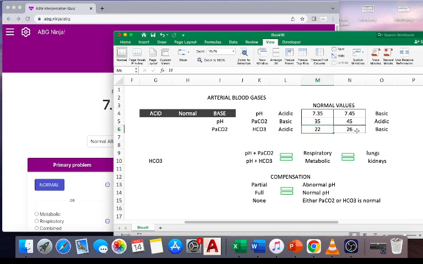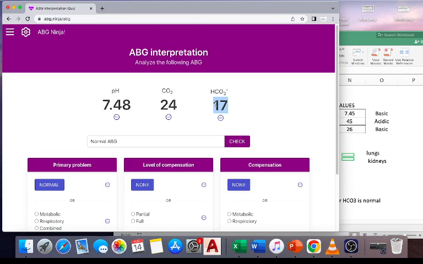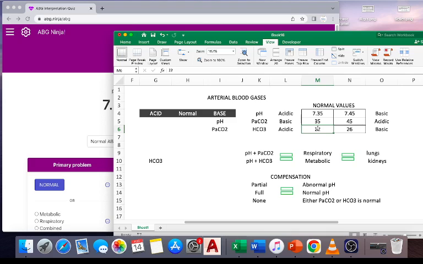Bicarbonate is 17. Normal is 22 to 26. If it's below 22, it's acidotic or acidic. I'd place it here. Okay, I'd look at the placements.